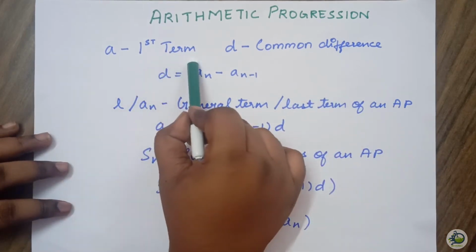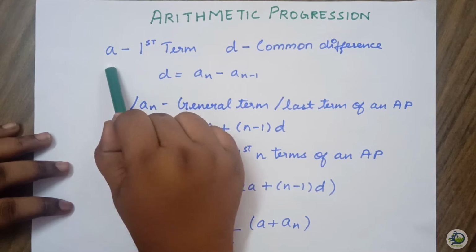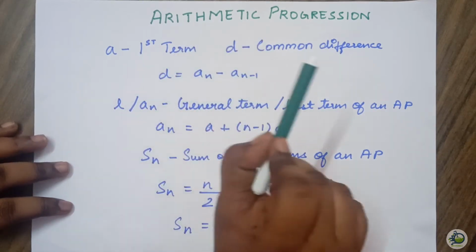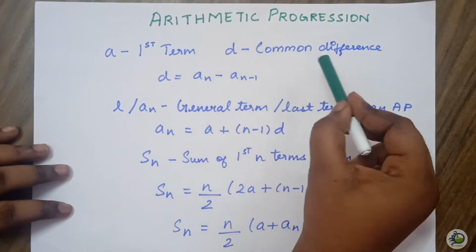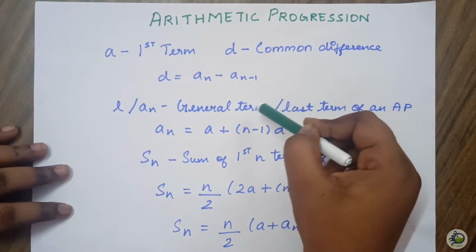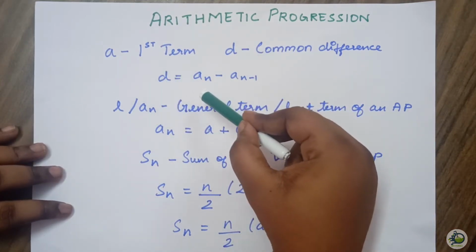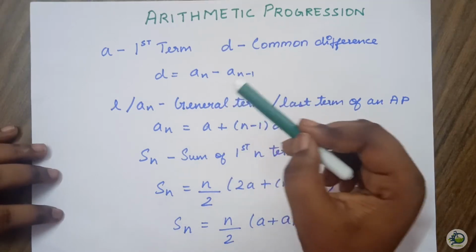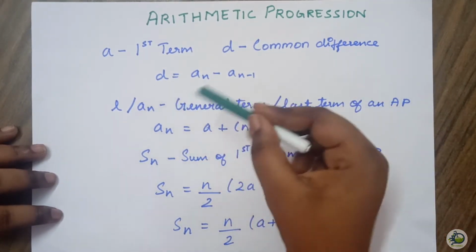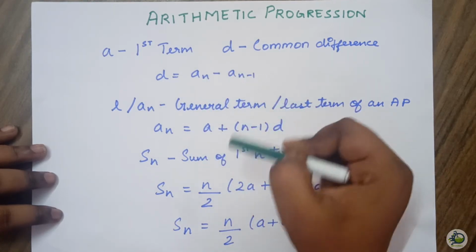The first term of the series is usually represented with the symbol A. So A represents the first term of an arithmetic progression series. D is the common difference between each succeeding number in the series. To find the common difference, we can subtract two consecutive numbers from the series. So D is equal to an minus an minus 1.